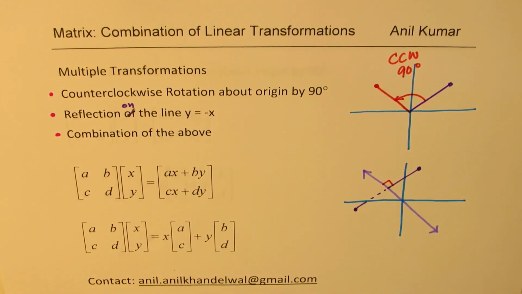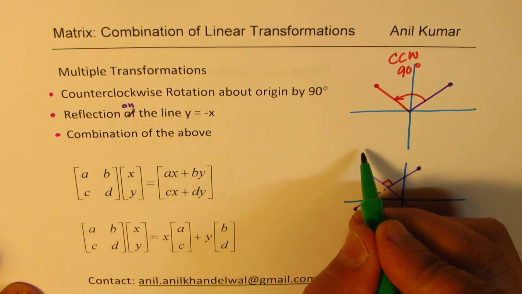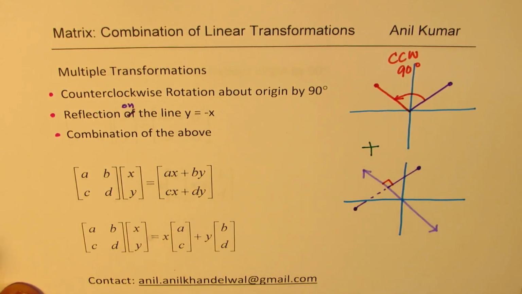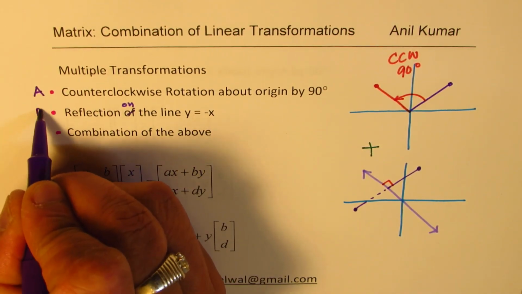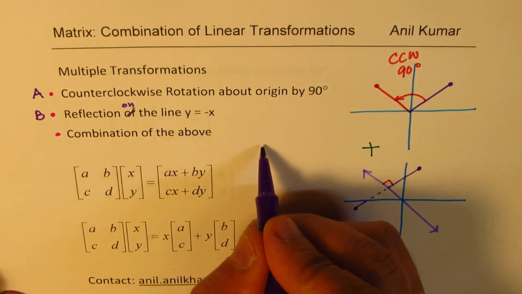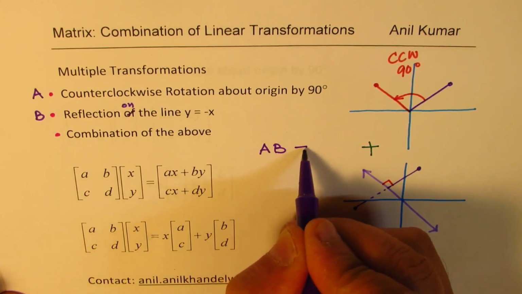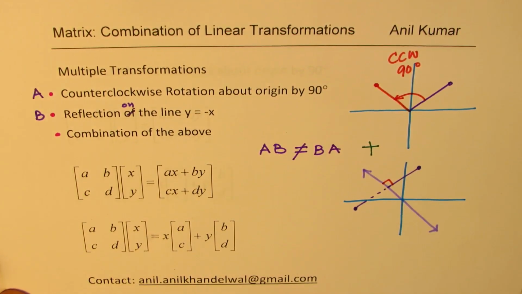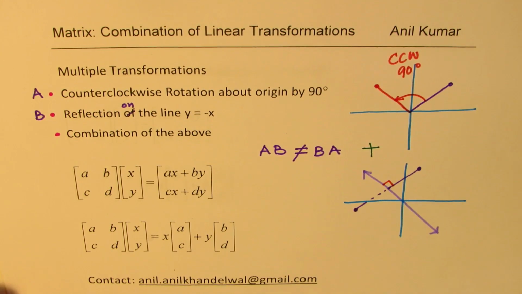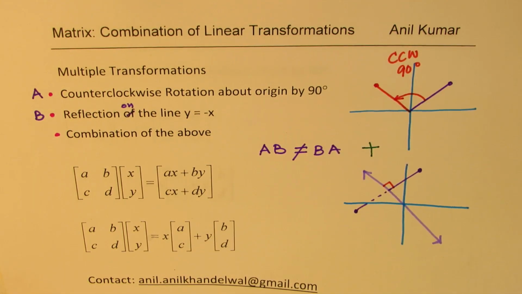And then what we are going to do is the combination of both of them. We'll also understand that this combination is different if we change the order. That is to say, if I call this transformation A and this transformation B, then transformation A followed by B is not equal to B after A, right? So it all depends on what sequence is being followed. Now let's get into the details and understand these transformations and how they work in combination.